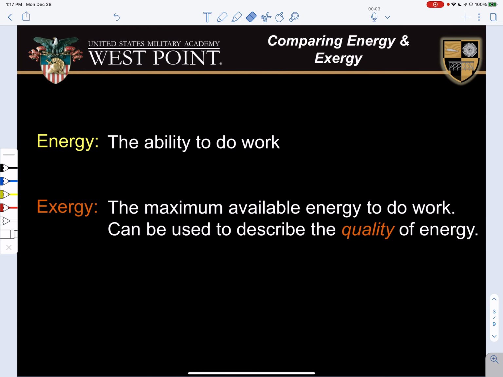Quick definitions. Energy, the property we've talked about most similar to Exergy, is the ability to do useful work. And Exergy is the maximum amount of the energy that is able to do work. So it turns out that not all the energy is able to do work, even though the definition of energy is the ability to do work. Another way to reference Exergy is to describe it as the quality of the energy, which is relative to the surroundings in which the energy is located.